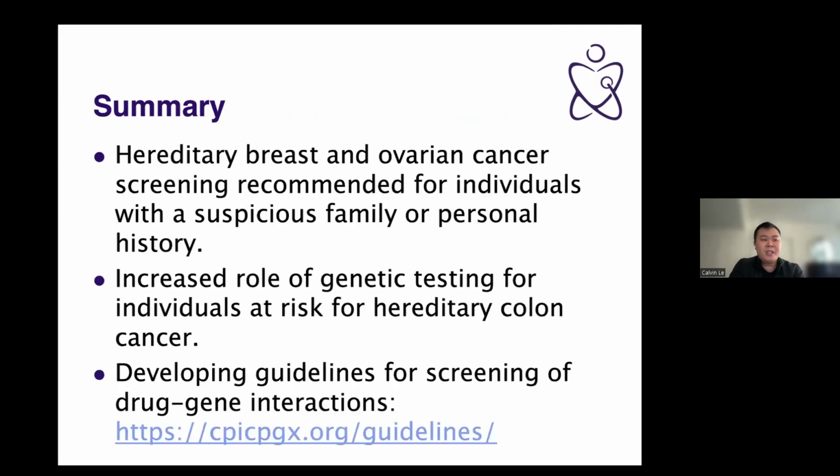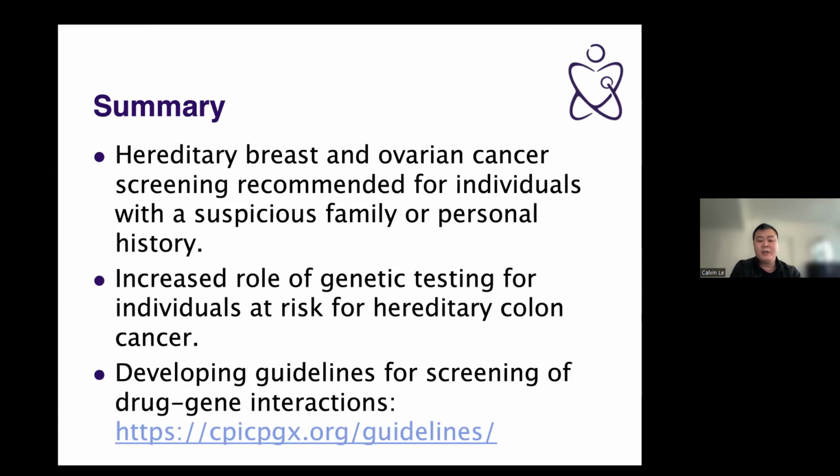So in summary, I just want to give a couple of key takeaway points from my talk. The main point is that hereditary breast and ovarian cancer syndromes are now routinely recommended for testing in individuals with either a suspicious personal or family history. There's been an increased role of testing for other hereditary cancers like colon cancer. There are a lot of new guidelines for screening of drug-gene interactions.